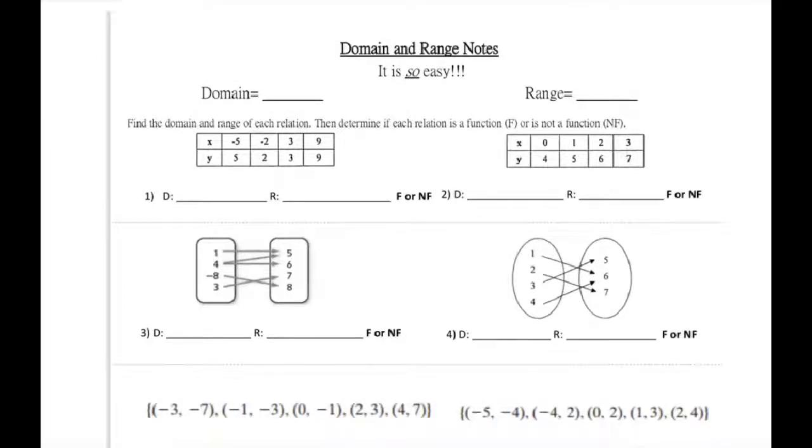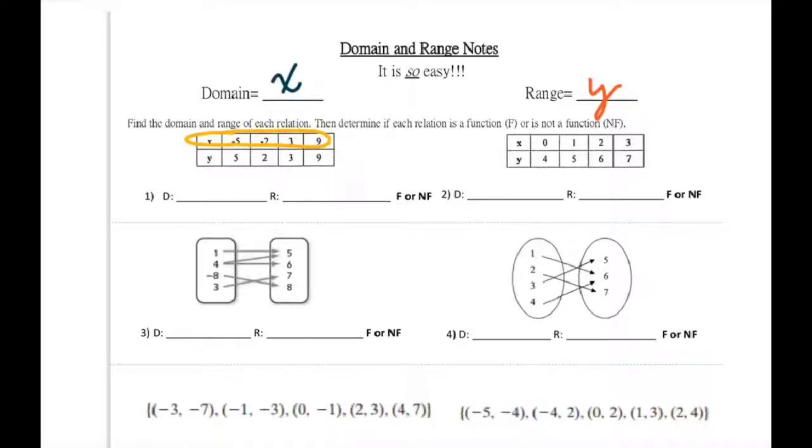What you need to know is that the word domain means X. Every single time you see the word domain, I need you to write the letter X. Range is the letter Y. Very, very easy. So from a table, my X's are my domain and my Y's are my range.